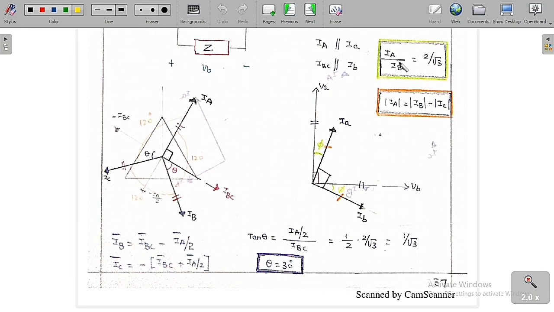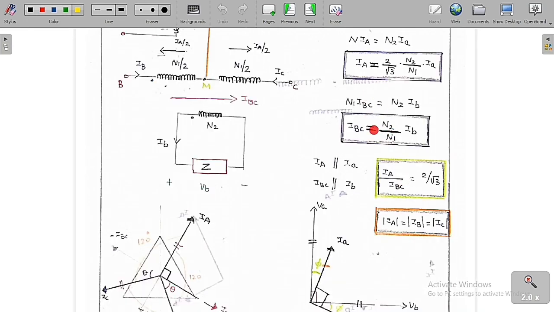With the help of the above two equations, you know these two equations, IA and IBC. Just do the division of these two equations. What you are going to get finally, N2 by N1 are common, so it is going to cancel. Also I have already told you IA is equal to IB because voltage is equal and impedance is also equal. So these are also going to get cancelled. Therefore IA by IBC is equal to 2 by root 3.